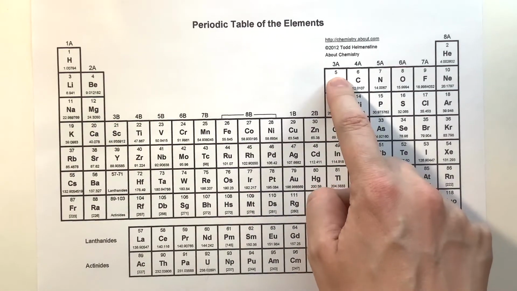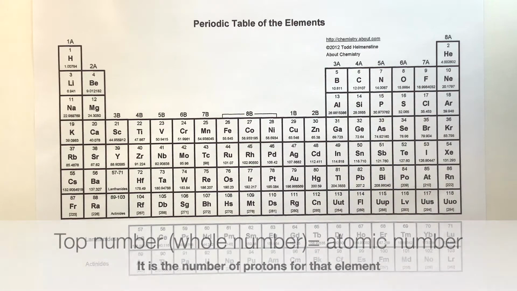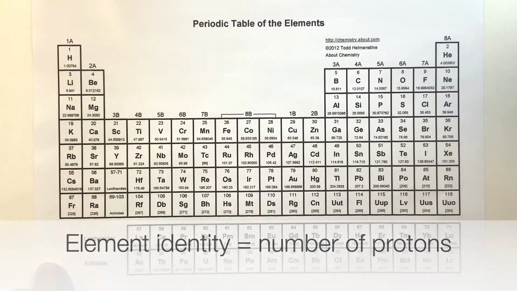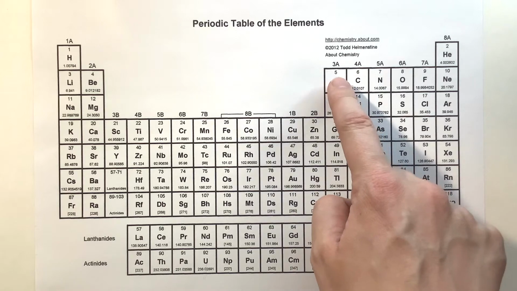The number on top is the atomic number. That's how many protons are in that element. The number of protons determines what element it is. So 1 proton, hydrogen. 2 protons, helium. 76, osmium. 82, lead. And on and on and on. So that's the atomic number.